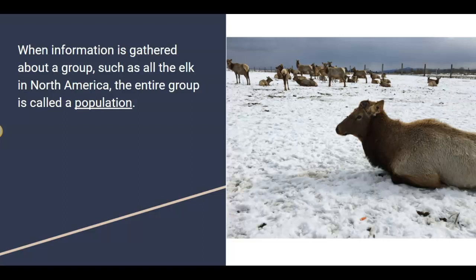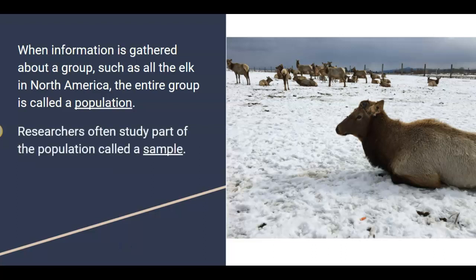When information is gathered about a group, such as all of the elk in North America, the entire group is called the population. This seems a little bit overwhelming. How on earth could scientists catch every single elk? Well, they probably can't. So instead, what they do is test a sample. Researchers often study part of the population, which is called a sample. This is much more doable.